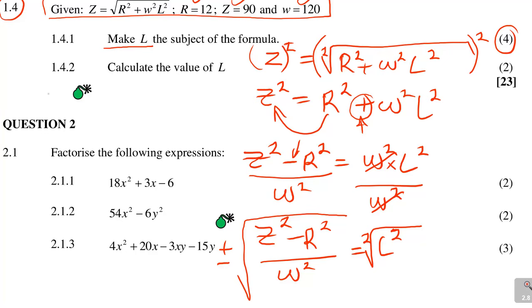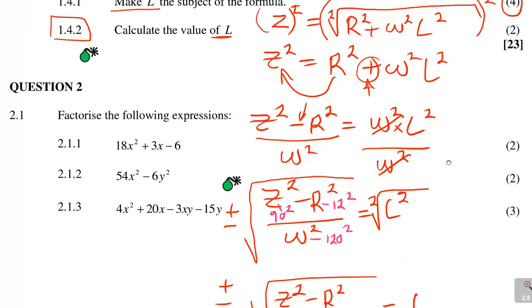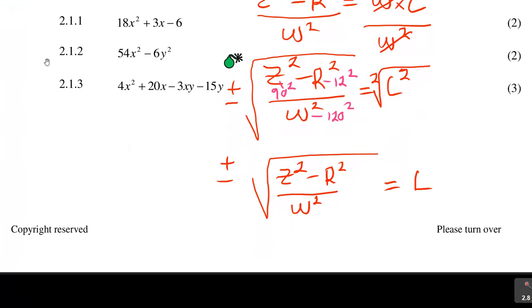Then the last part, 1.4.2, says calculate the value now of L. Remember, they gave you some information. R is 12, so here you have 12 squared, Z is 90, so you have 90 squared, and W is 120, so you have 120 squared. That is basically what you'll be having here. I was just writing it down so that it will be easier to follow.